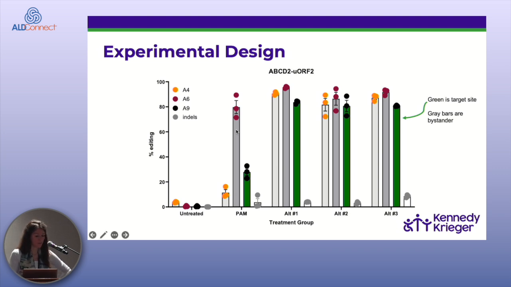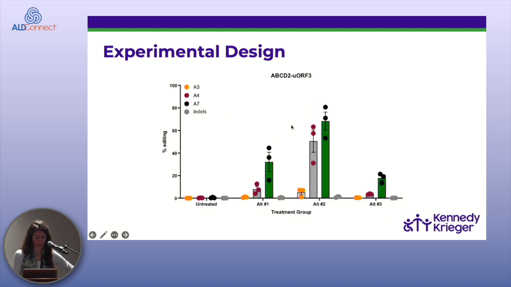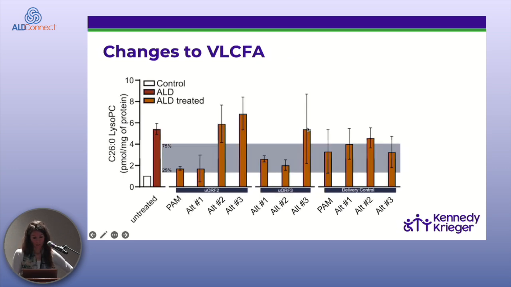And these other conditions have about 80% editing efficiency. And if we look at uORF3, again, the green is our target edit, so we get fewer off-target effects here, but in general, our editing efficiency is a little bit lower. So just to summarize that and compare it back to our levels here, despite some of this noise in the sequencing, we do get pretty significant decreases in very long chain fatty acids.